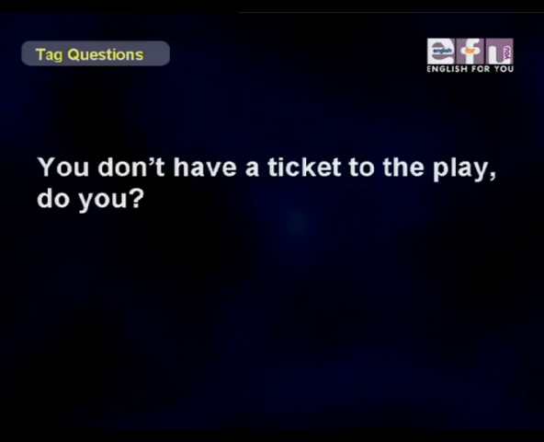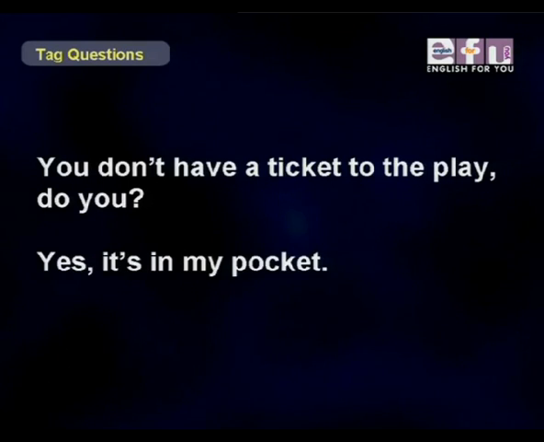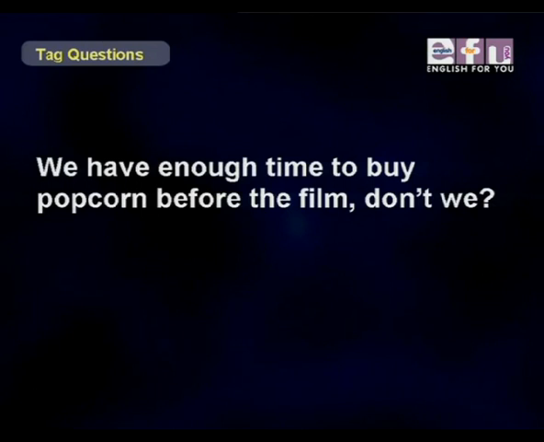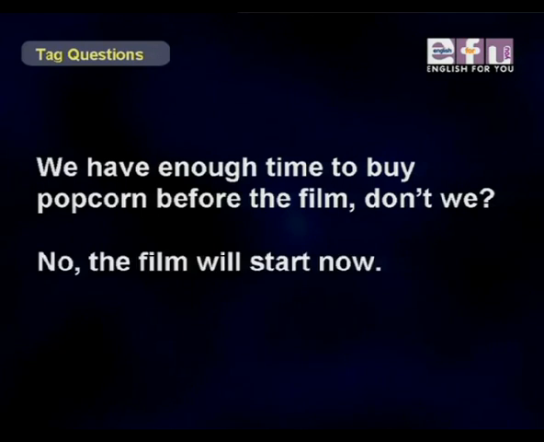Now, if your voice goes up, it's a question. More examples. You don't have a ticket to the play, do you? Yes, it's in my pocket. We have enough time to buy popcorn before the film, don't we? No, the film will start now.